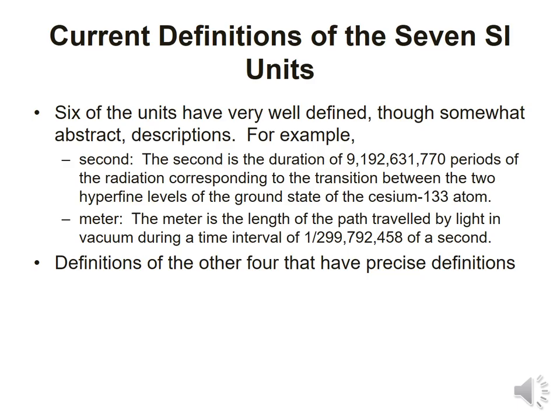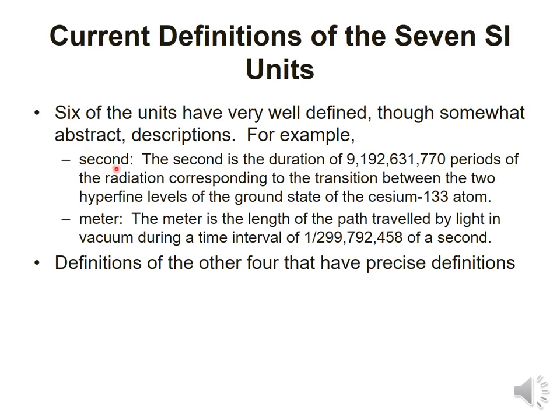So if we look at the current definitions, we have seven SI units that we're looking at. We're going to look at six of them right here, and then I'll throw in the other one in a moment. But six of the units have very well-defined, though somewhat abstract, descriptions. When I say somewhat abstract, it means you're not going to do this in your garage.